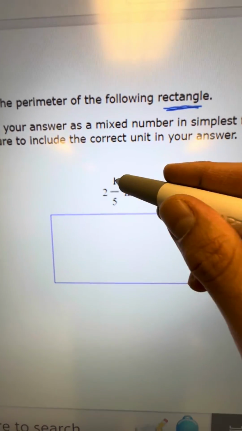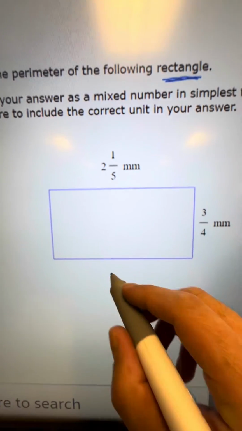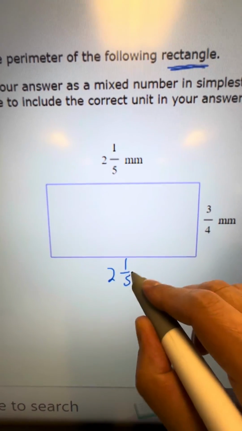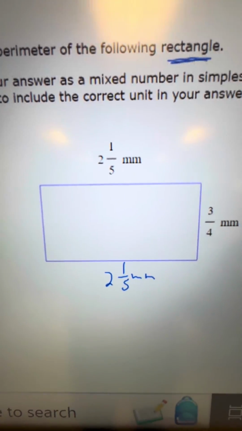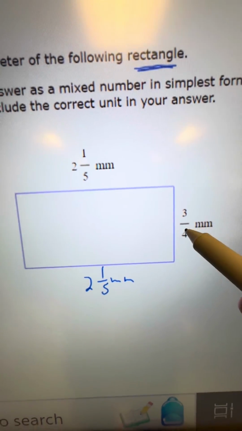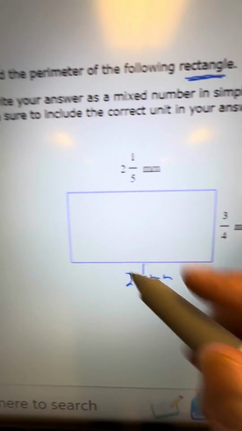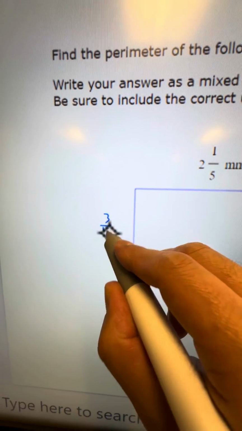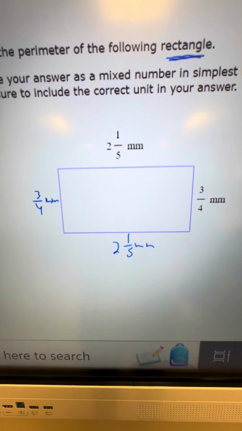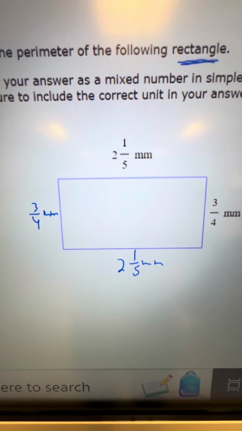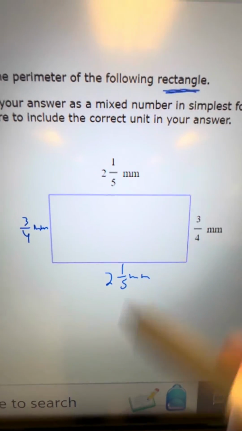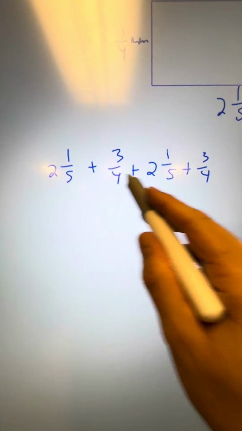And we know that if this is 2 1/5 millimeters, that means that this side has to also be 2 1/5 millimeters as well. And for the same reason, the opposite side of this one here will also be 3/4 millimeters. And then to find the perimeter of the rectangle, all you're going to do is add 4 sides together. So this is my setup. I added all 4 sides.